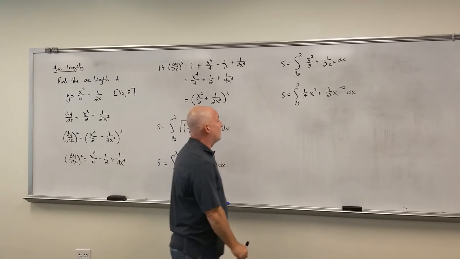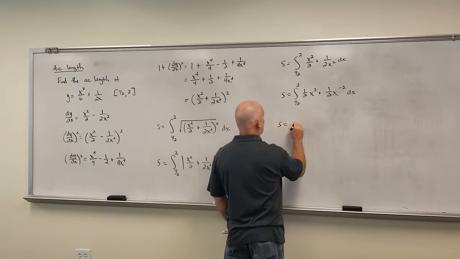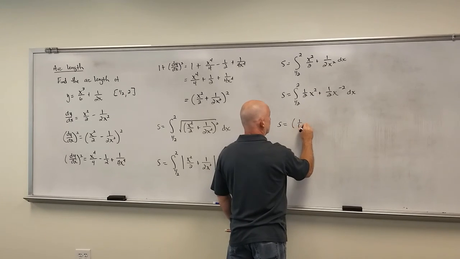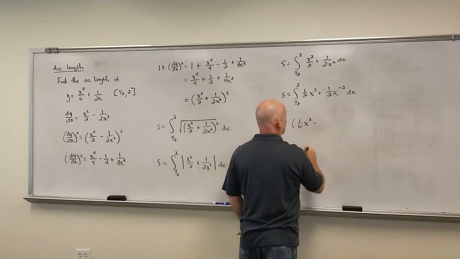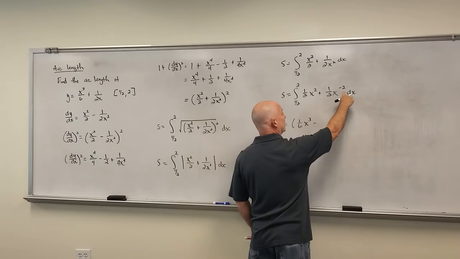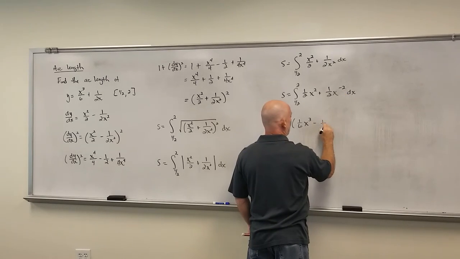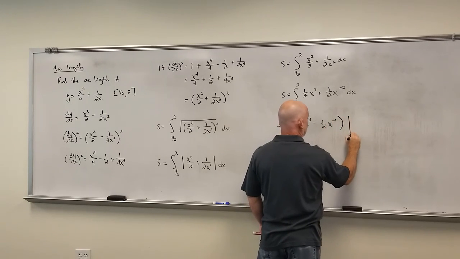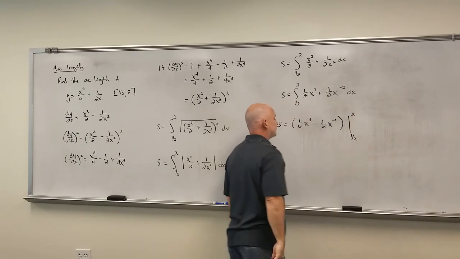Now it's very straightforward. It's just a power rule. Add 1 to the power, divide by the power. So the arc length is going to be, add 1 to the power, divide by the power. So it's going to be 1/6 x to the third minus, add 1 to the power is going to give me -1, divide by that, 1/2 x to the -1. And we got to evaluate that from 1/2 to 2.